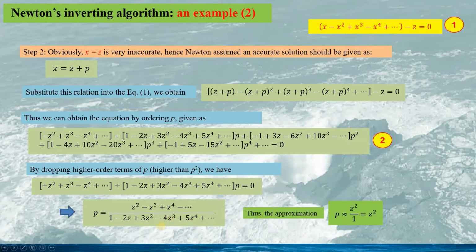Again, Newton made another brutal approximation by keeping only the first terms in both numerator and denominator. So we have p approximated by z squared. So we could have a better approximation for x equaling z plus z squared.